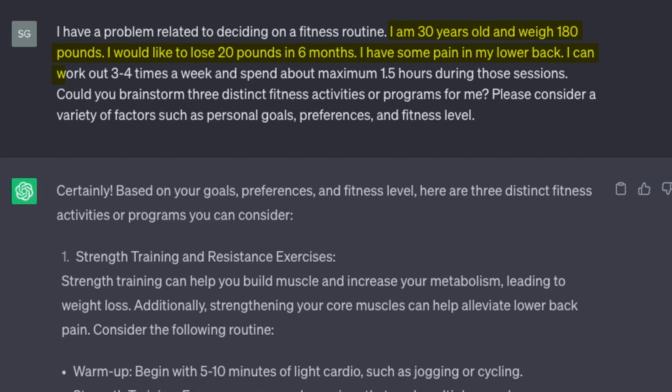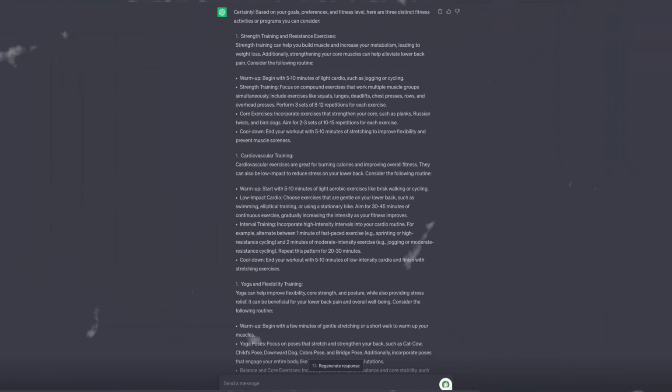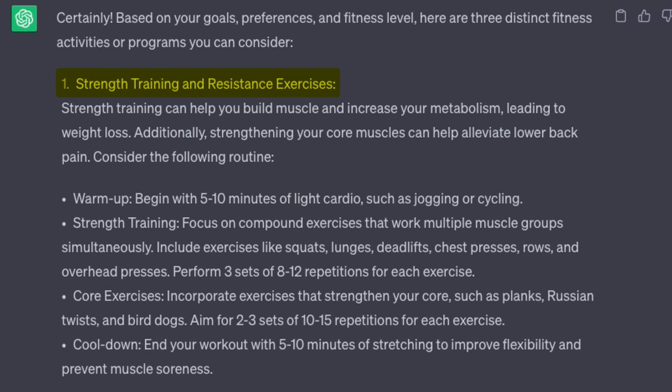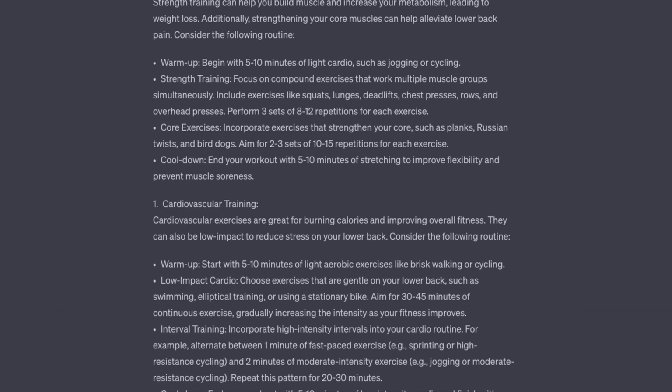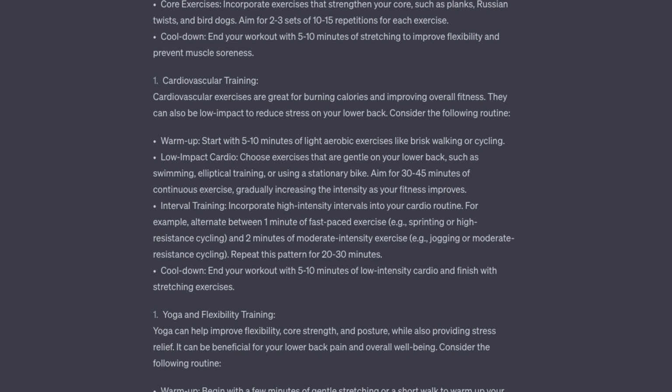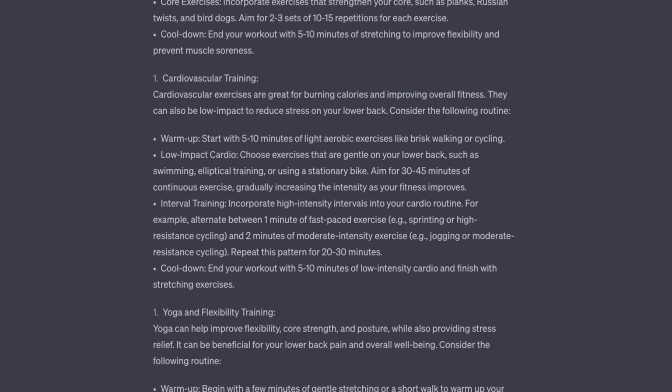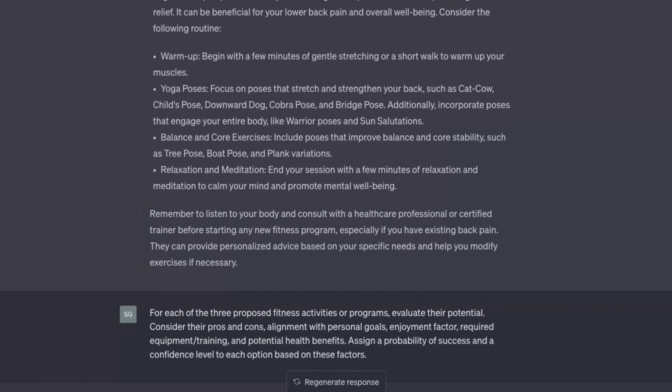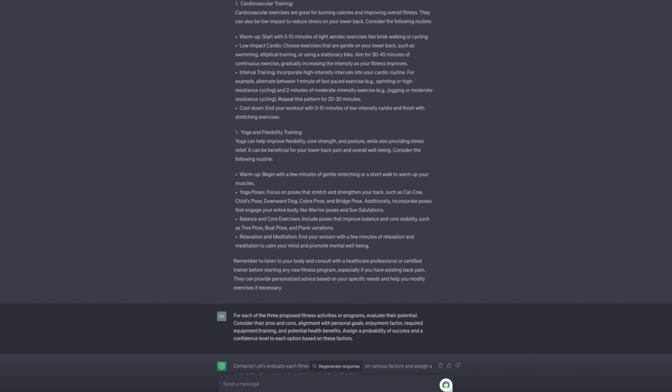I'll also talk about how much time I can dedicate towards working out and that I have a lower back pain. You can always give it more details, but for this example, let's just leave it at that. So ChatGPT comes back with 3 solid suggestions: strength training, cardio, and yoga. These are all genuinely good options, and it also gives us a short description on what they each do and a couple of pointers curated for me, like to address the lower back pain and whatnot. Okay, so what is the best out of all 3?